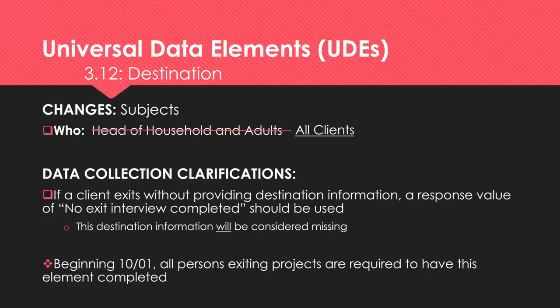Now we will go through the UDEs, or Universal Data Elements changes and additions. The first change is to element 3.12, Exit Destination. This element captures where a client goes when he exits the project. Previously, destination was required for heads of household and adults. Now, it will be required for all clients, including children.